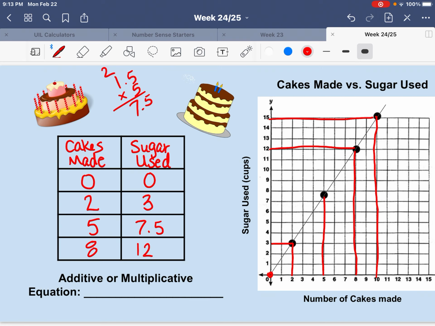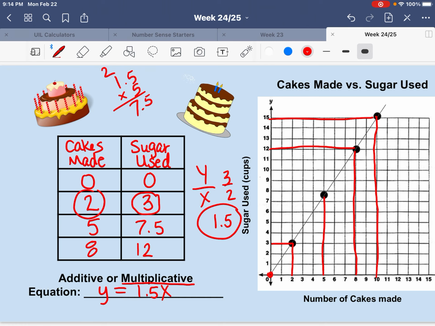And you could tell exactly how many cups of sugar are used by dividing your y value by your x value. So we could say 3 divided by 2. Oh, 3 divided by 2, that's 1.5. So for 1 cake, it's 1.5 cups of sugar. And because I can divide to find that answer, I know this is a multiplicative relationship. My multiplier is 1.5. My equation would be y equals 1.5 times x. There you go.